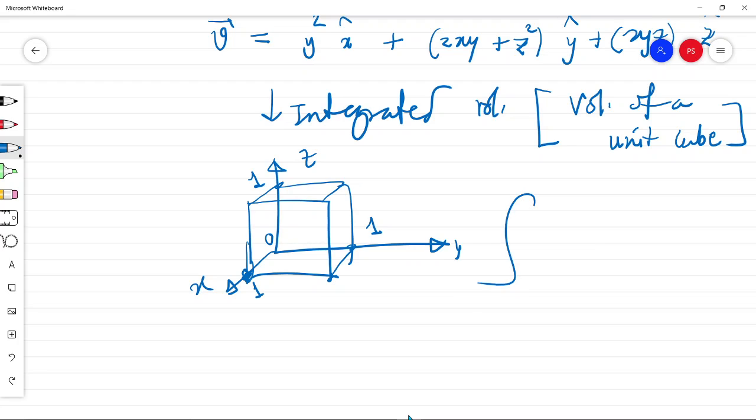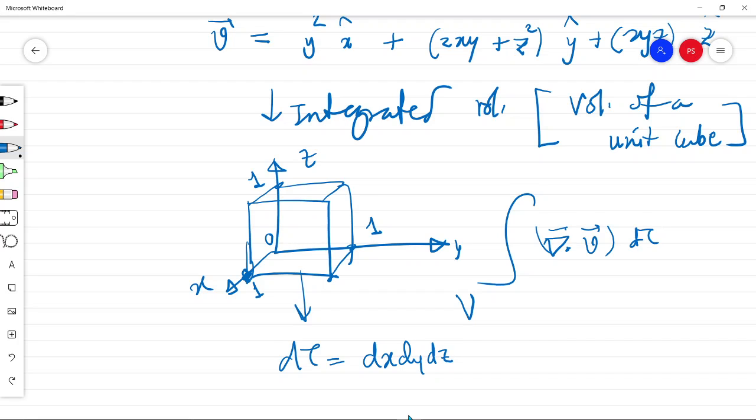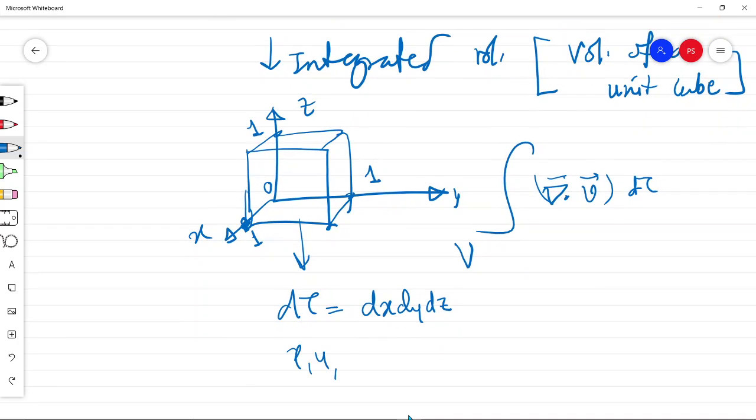The left hand side, as we can see, is just the del dot v bar integrated over d tau. For this type of volume, the element d tau in Cartesian coordinates can be written as dx dy dz, and the limits on x, y and z are all 0 to 1.